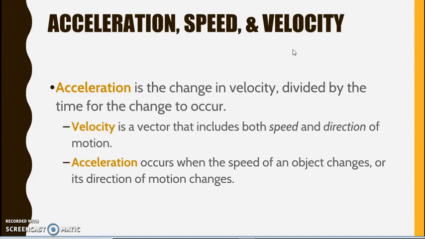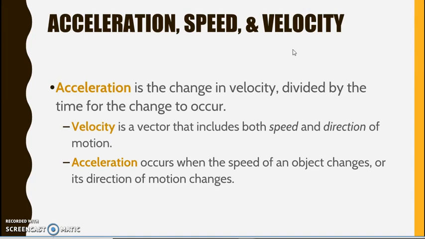Most of the time, people think of acceleration as literally just speeding up. That's how we use it in everyday language. The accelerator in your car literally speeds the car up. But acceleration is not just that. It's important to know that it also includes any change in velocity.